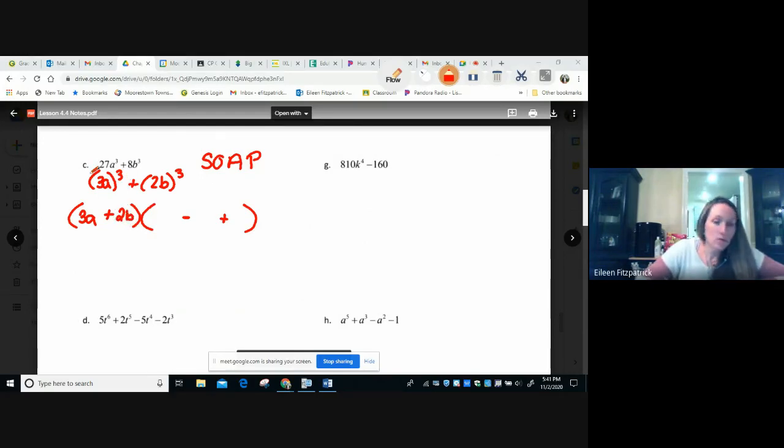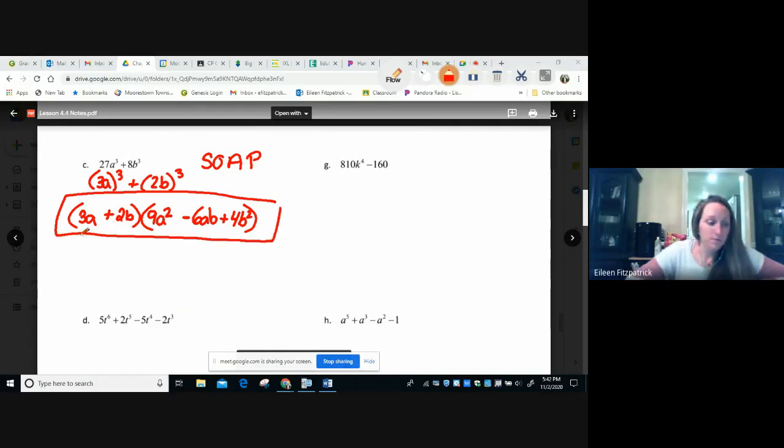Then what you do is you square the 3a. So what is 3a squared? It's going to be 9a squared. Then for the middle spot, you multiply the 3a and the 2b together. So 3a times 2b is 6ab. And then you have to square the last term, which is 2b, and that goes in this spot here. So 2b squared is 4b squared. And that is how you factor a sum of cubes. All right, we'll do more of those patterns moving forward. Let's move on to D.